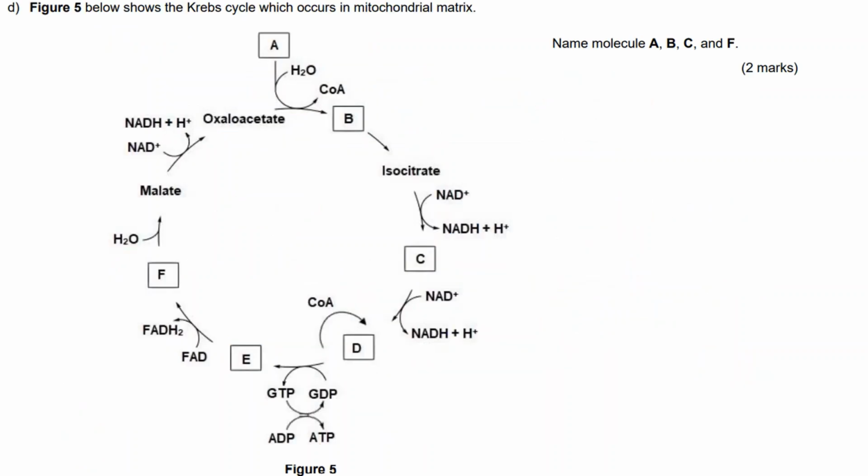Question D. Figure 5 below shows the Krebs cycle, which occurs in the mitochondrial matrix. The Krebs cycle is also known as the citric acid cycle, and it is the third stage of cellular respiration. In the Krebs cycle, the acetyl-CoA that was produced during the link reaction or pyruvate oxidation stage will release its CoA, and then the remaining two-carbon molecule will combine with oxaloacetate to form citrate.